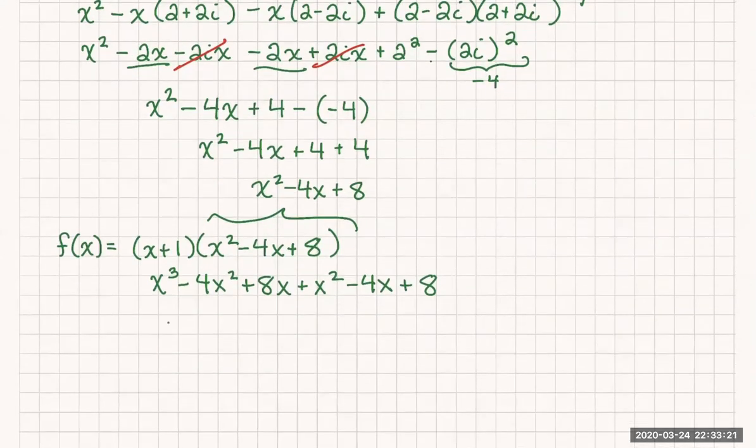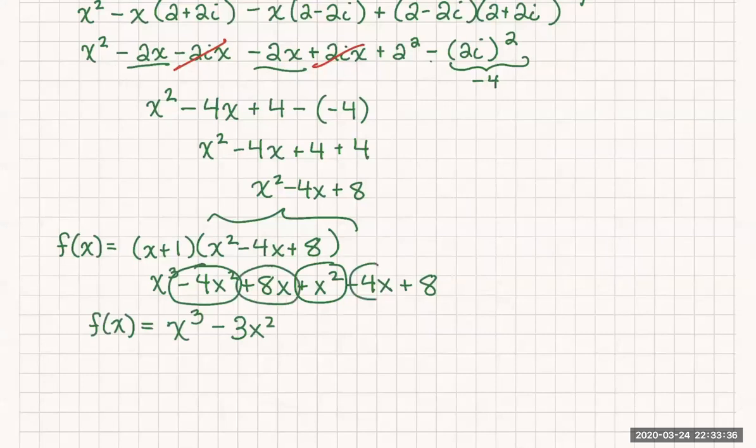Combine like terms whenever possible. x cubed minus 4x squared plus x squared gives me minus 3x squared. 8x minus 4x is plus 4x plus 8.